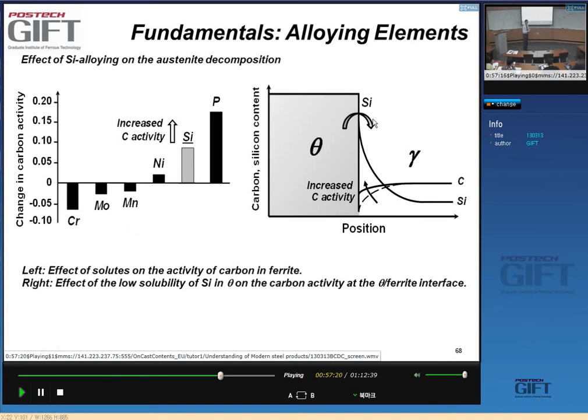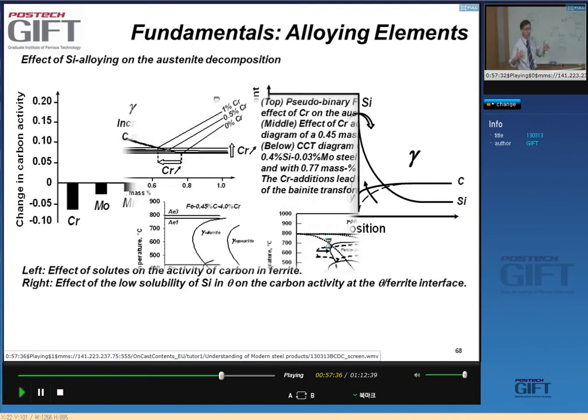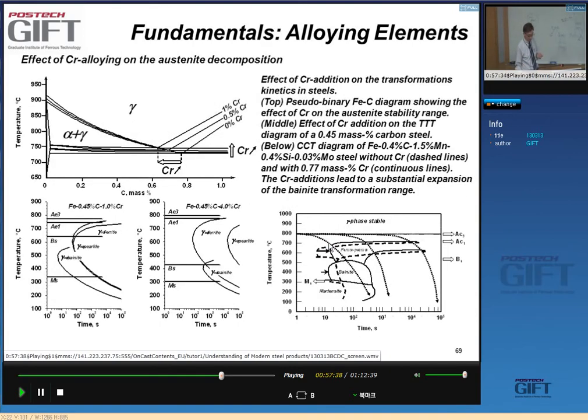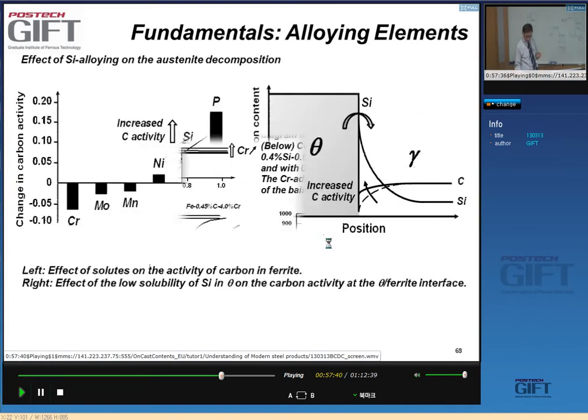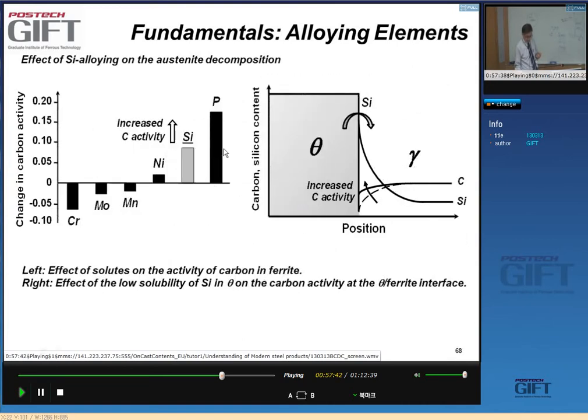So silicon cannot go in the cementite. It enriches at this interface. It increases the activity. So the carbon diffusion is basically stopped, and I don't get growth of the cementite. Oh, sorry. Let's go back one slide. Yeah. So you see elements that do this.